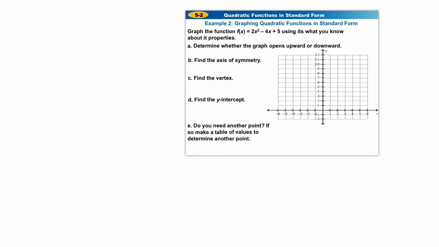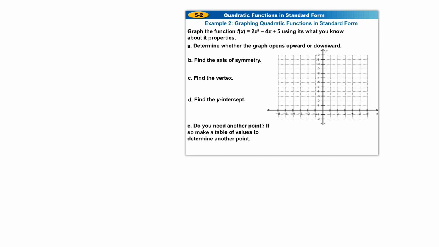Example 2, graphing quadratic functions in standard form. So now what we're going to do is we're going to find some specific points, and we're going to graph those points and then reflect it over the axis of symmetry to graph these quadratic functions. So this list of questions is kind of a guide on how to do this problem.